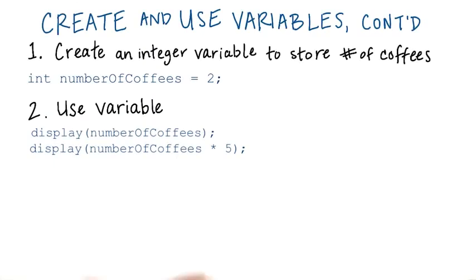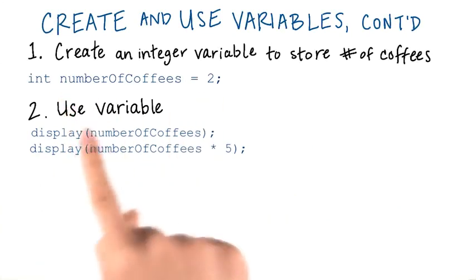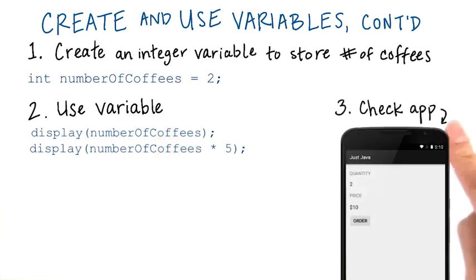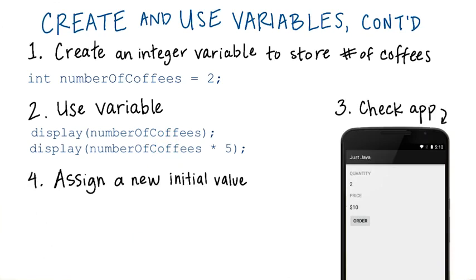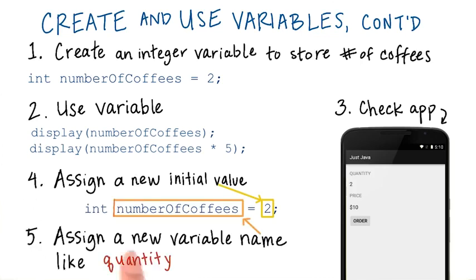Now I want you to go ahead and add these lines of code to your app. Please don't copy and paste though, because I want you to practice typing out, creating, and using a variable. Then go ahead and run the app on your phone. Make sure that when you hit the order button, this is what you see. After that, I want you to do a little bit of experimenting. Try to assign a new initial value to the variable. Then go ahead and try to assign a new variable name. Instead of numberOfCoffees, try something else like quantity, for example.